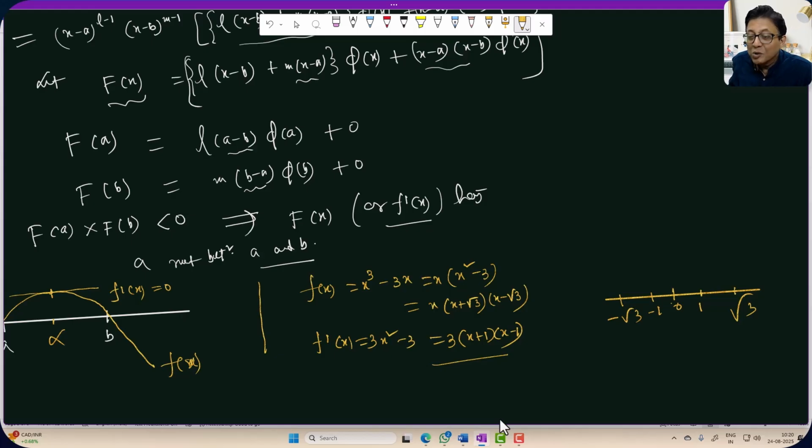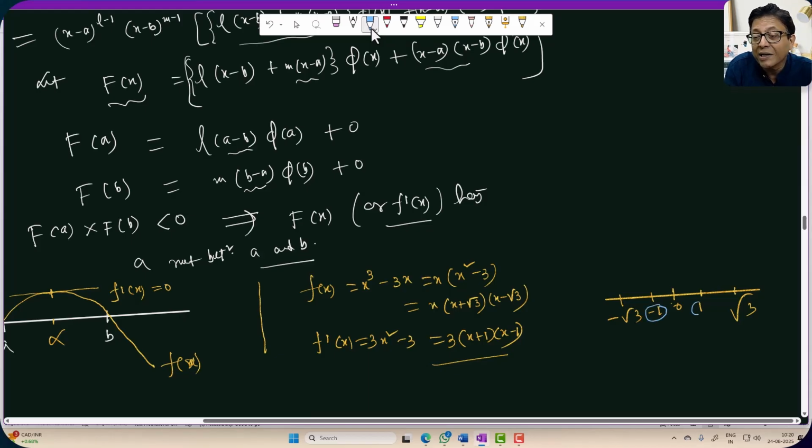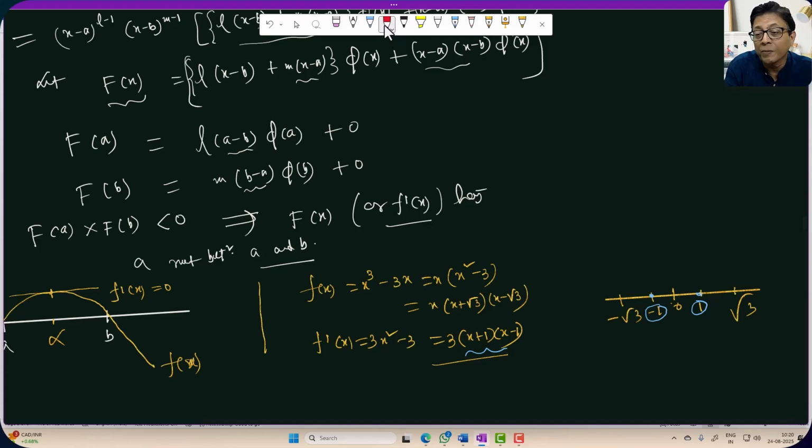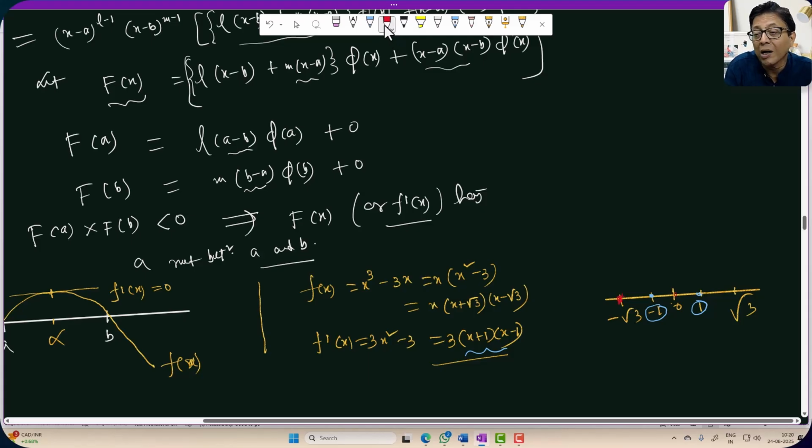And roots of f dash x are separated. We are using this language now. Roots of f dash x are separated by roots of f x. You agree or not? These are roots of f dash x. They are separated by the roots of f x. Where are those roots? 1, 2 and 3.